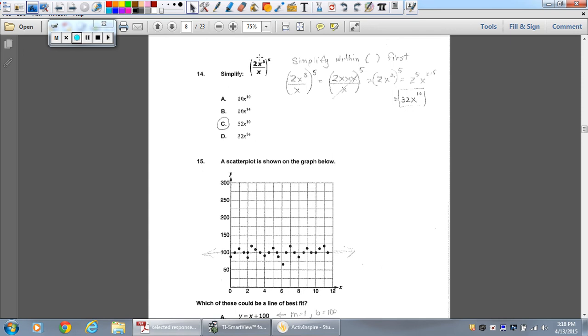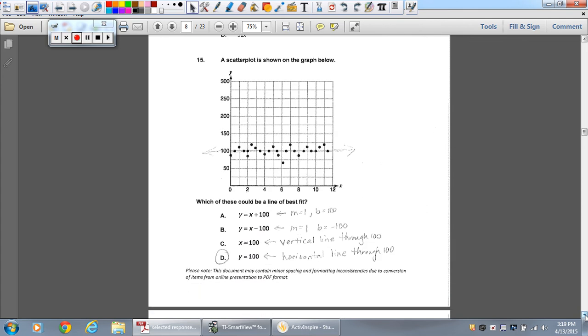For this one, you want to simplify within the parentheses first, if possible. So when I thought about 2x to the third, I wrote out 3 x's over x, and I canceled out one of the x's, leaving me 2x squared, which then I took to the 5th power, which means 2 to the 5th, and x squared to the 5th, and you would multiply those. So that's why it's 32x to the 10th.